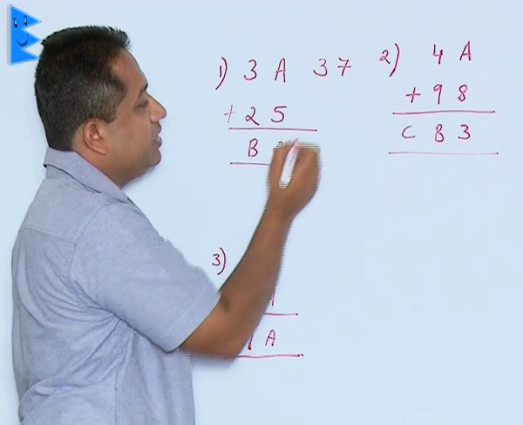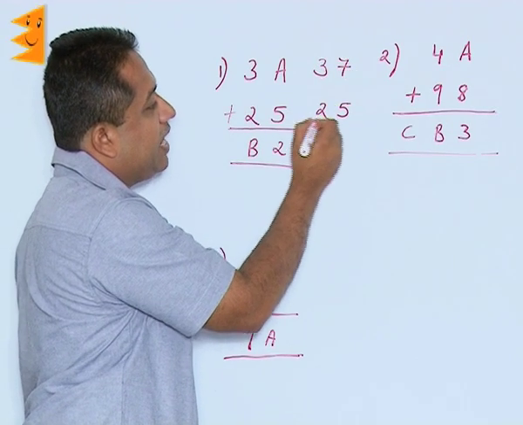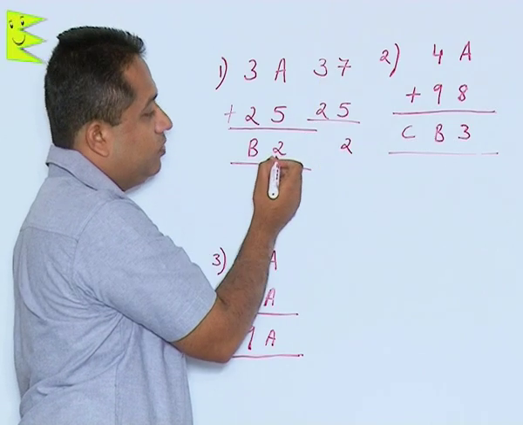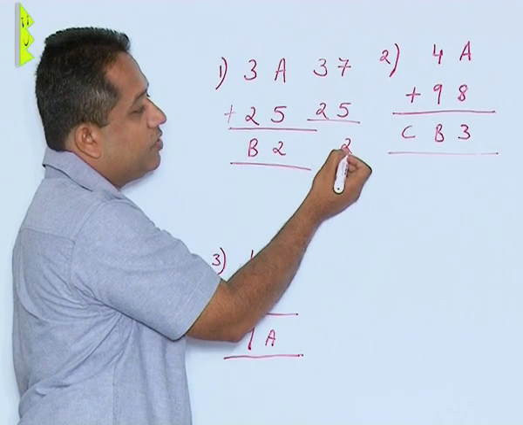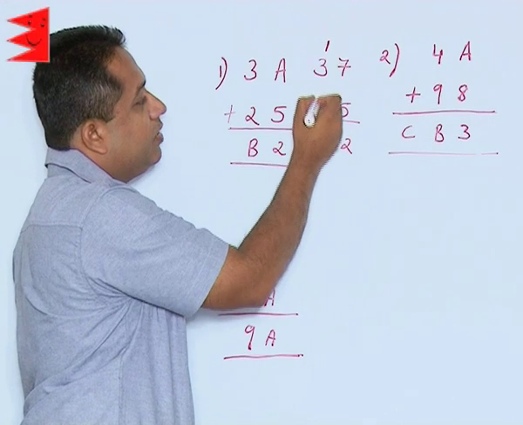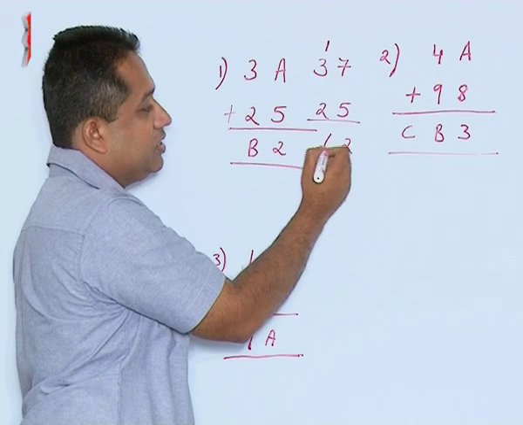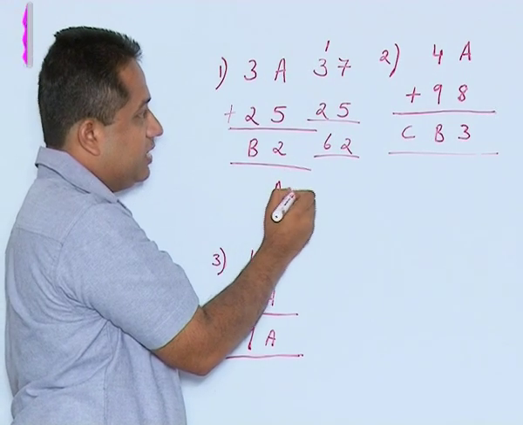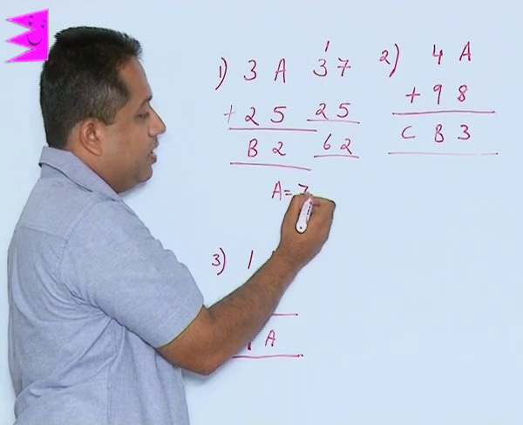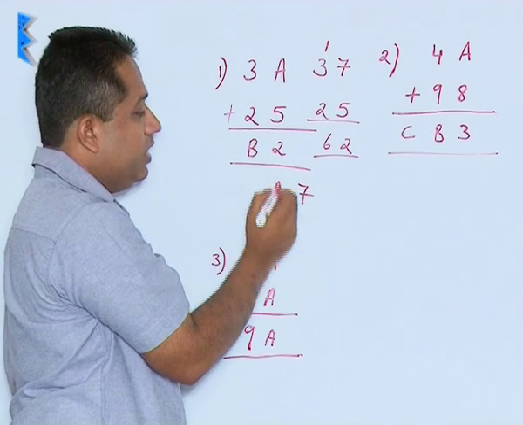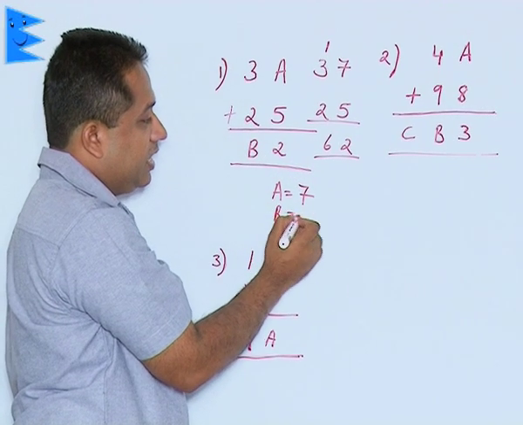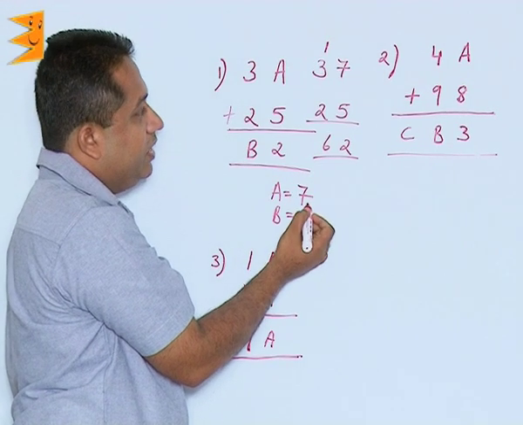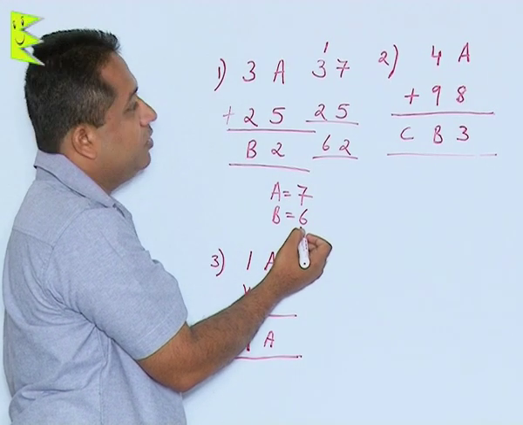Now if a is 7, everything falls into place. This will become 37 and we are adding 25, 7 and 5 becomes 12. So 2 we have got here, and 1 gets carried over, 3 plus 2 is 5, 5 plus 1 is 6. So we substitute the value of a as 7, and the value of b will come out to be 6. So we can say that the values here are a is 7 and b is 6.